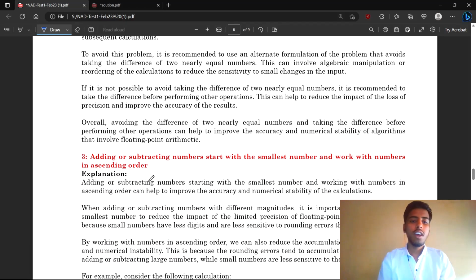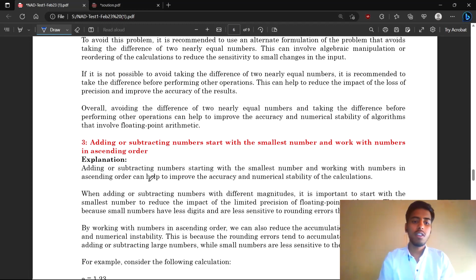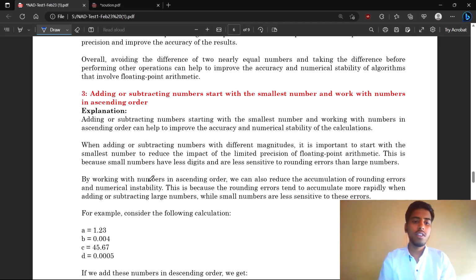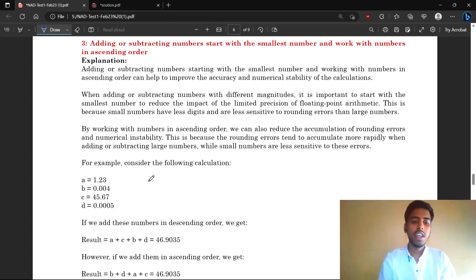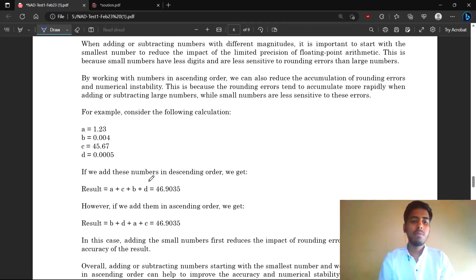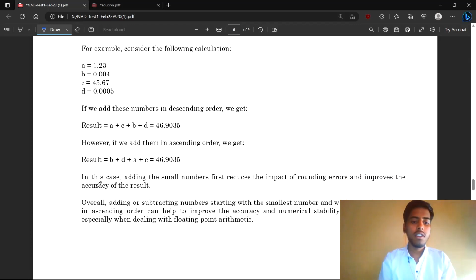Third statement: when adding or subtracting numbers, start with the smallest number and work with numbers in ascending order. The justification is this: adding or subtracting numbers starting with the smallest number and working with the numbers in ascending order can help to improve the accuracy and numerical stability of the calculation. Here we take an example: a is equal to 1.3, b is equal to 0.004, c is equal to 45.67, d is equal to 0.0005. Here we first add b plus d plus a plus c in ascending order.